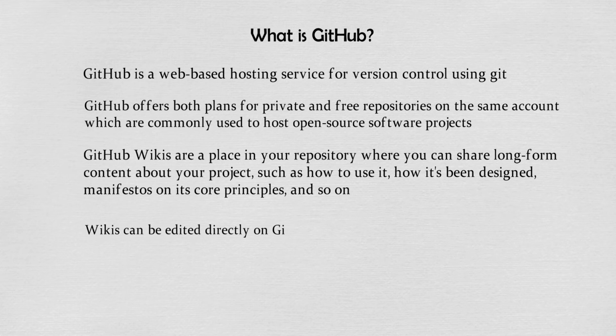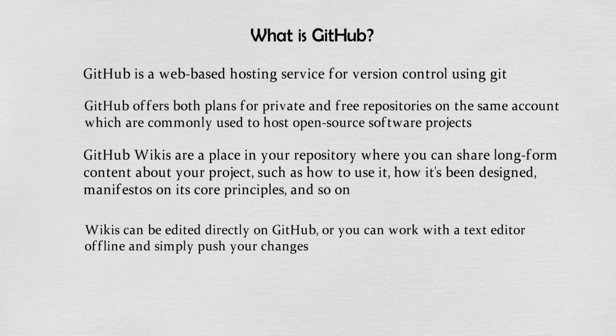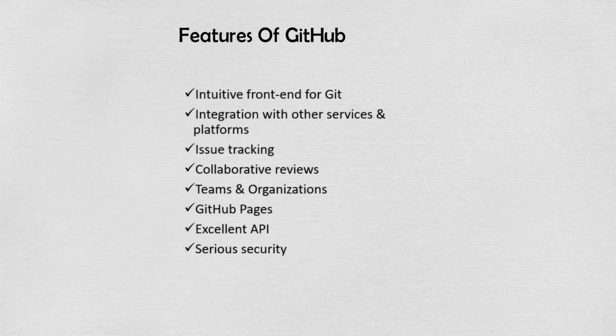A wiki can be added directly on GitHub, or you can work with a text editor offline and simply push your changes to GitHub. Let's see the features of GitHub. GitHub can be integrated with other services and platforms. You can track issues in your code, collaborative revision, teams and organizations. You can share your code with your teams and other organizations. It provides GitHub Pages where you can see all your code. It provides APIs through which you can connect with other services.